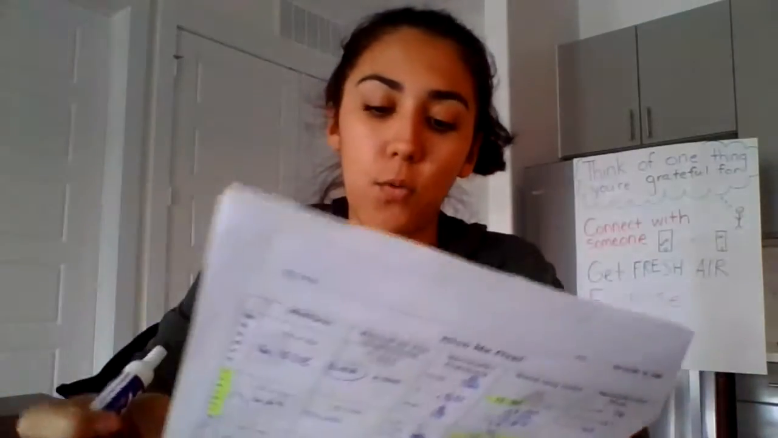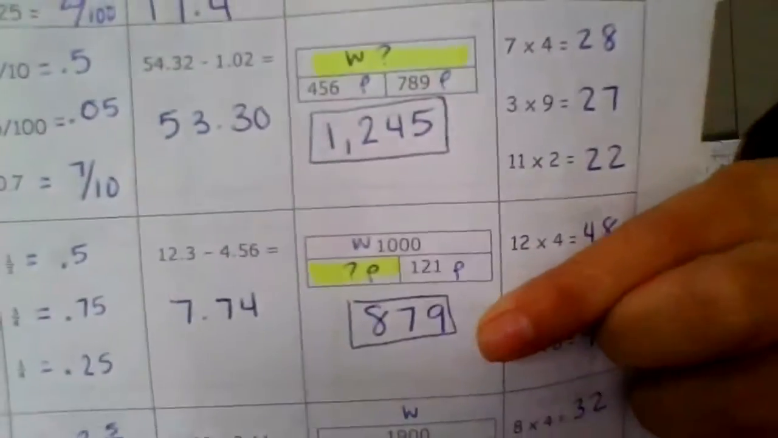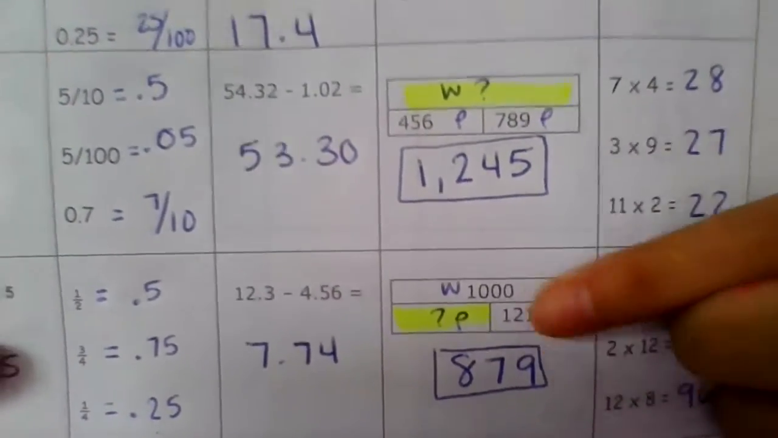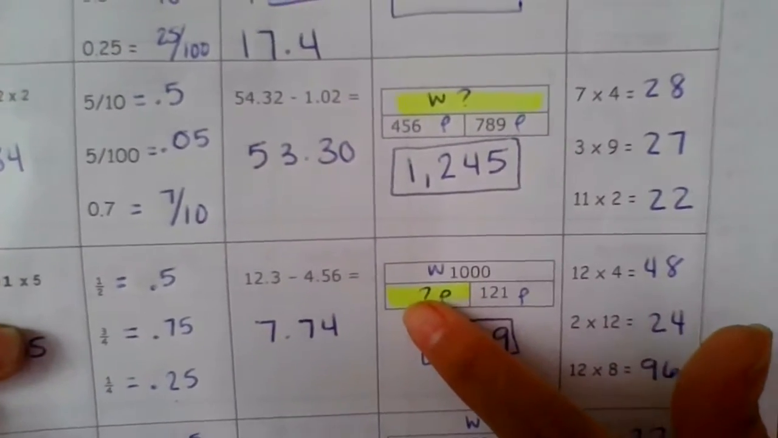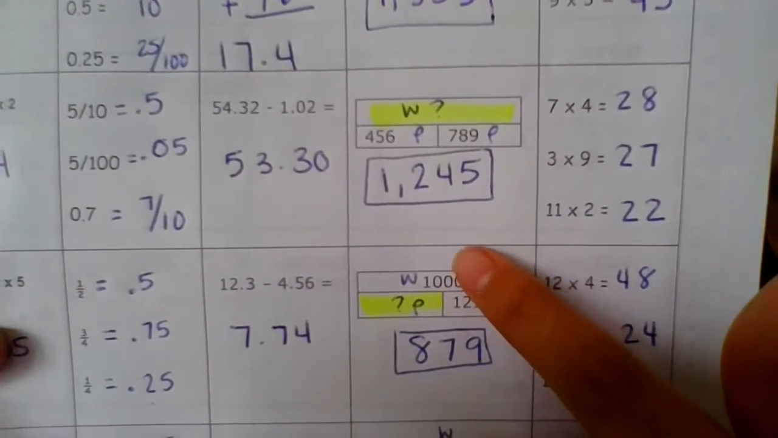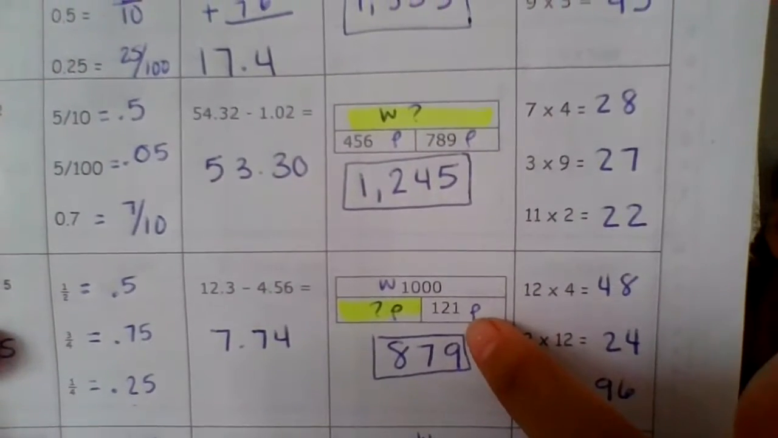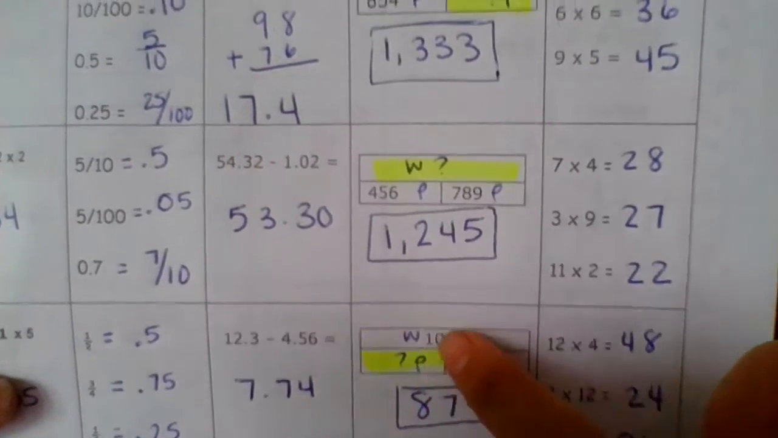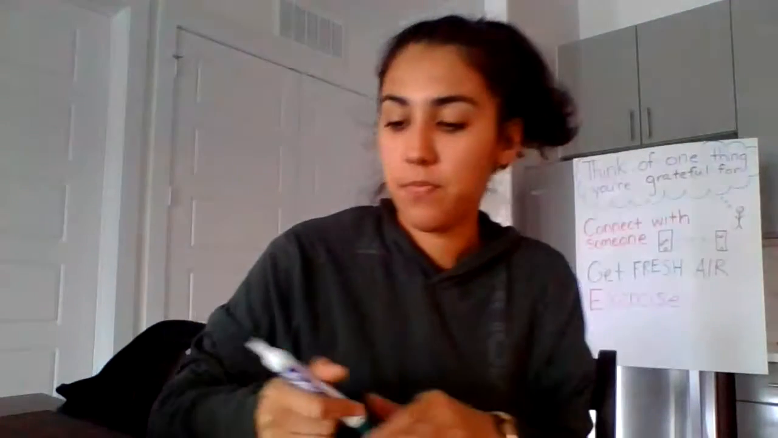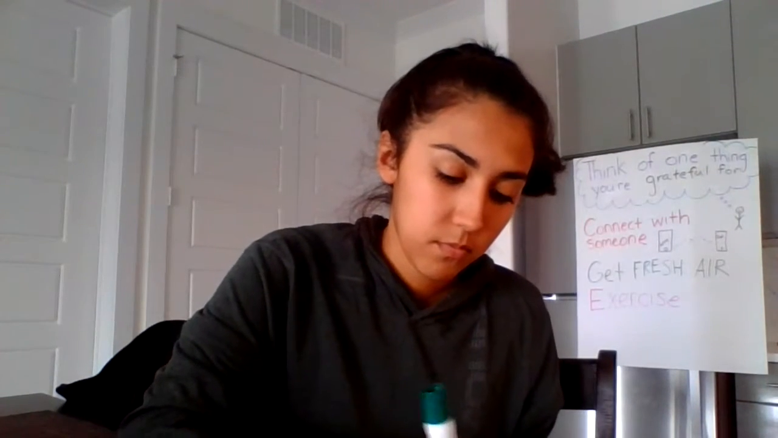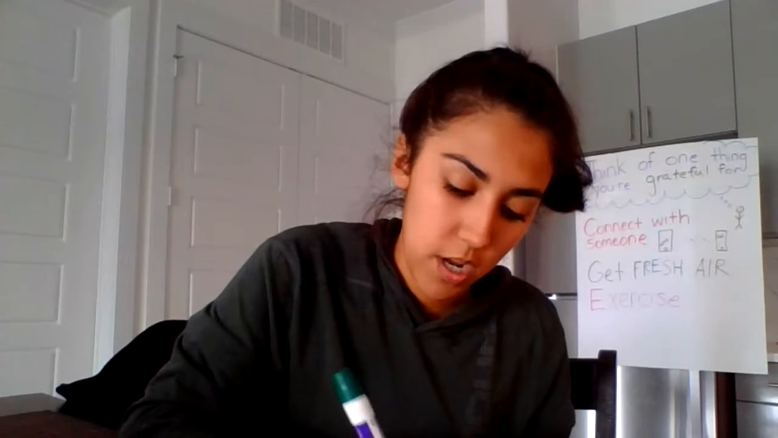So let's take a look at Wednesday's strip diagram. Okay, this one right here. We have our whole. We have one of our parts, but we're missing the other part, okay? So I'm going to subtract my whole minus my one part to find my missing part. So $1,000 minus 121.